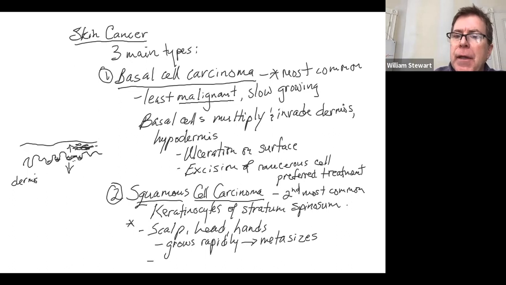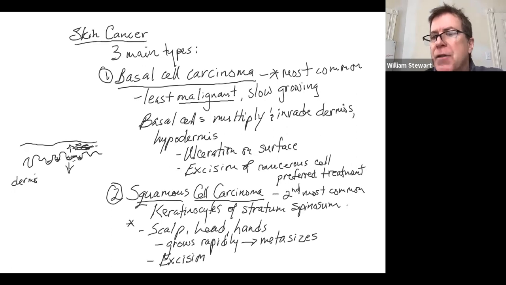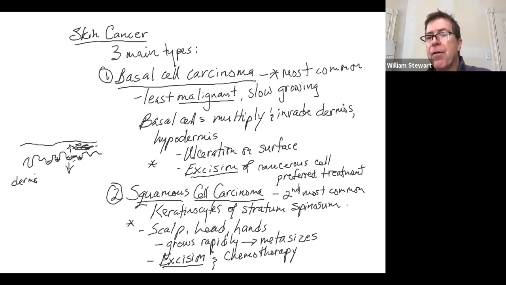This type of therapy or treatment is excision. Excision, to excise something, means to remove it from the body. So physical removal is the preferred choice in all cancers, by the way, but you typically don't use chemotherapy in this type of cancer up here or immunotherapy, but excision and/or chemotherapy is recommended in squamous cell carcinoma. And third, last but not least, is malignant melanoma. So number 3.